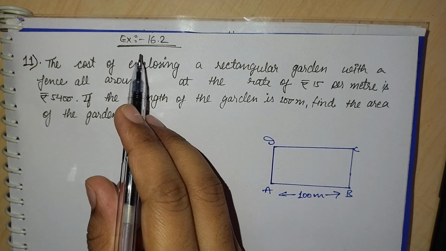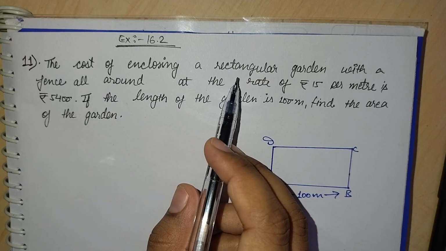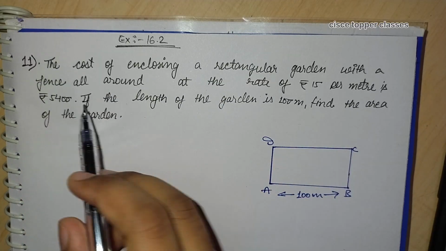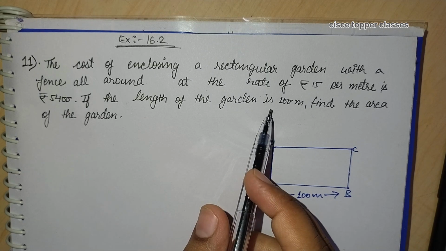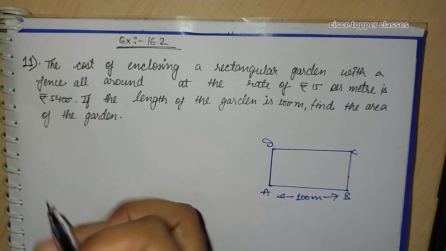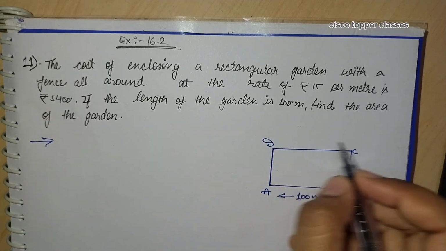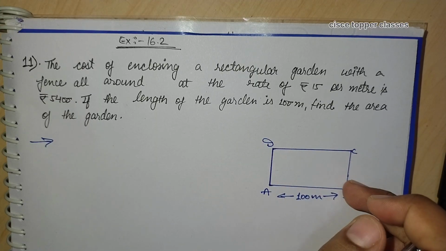Now let us solve exercise 16.2, 11th question. The cost of enclosing a rectangular garden with a fence all around at the rate of rupees 15 per meter is rupees 5400. If the length of the garden is 100 meter, then we have to find the area of the garden. So here we can say that if we fence all around, it means we will do fencing on the perimeter.